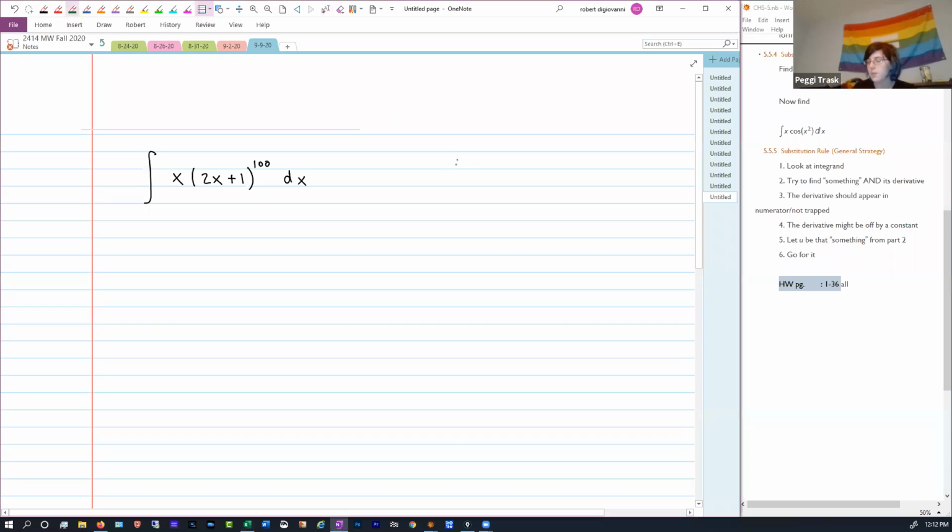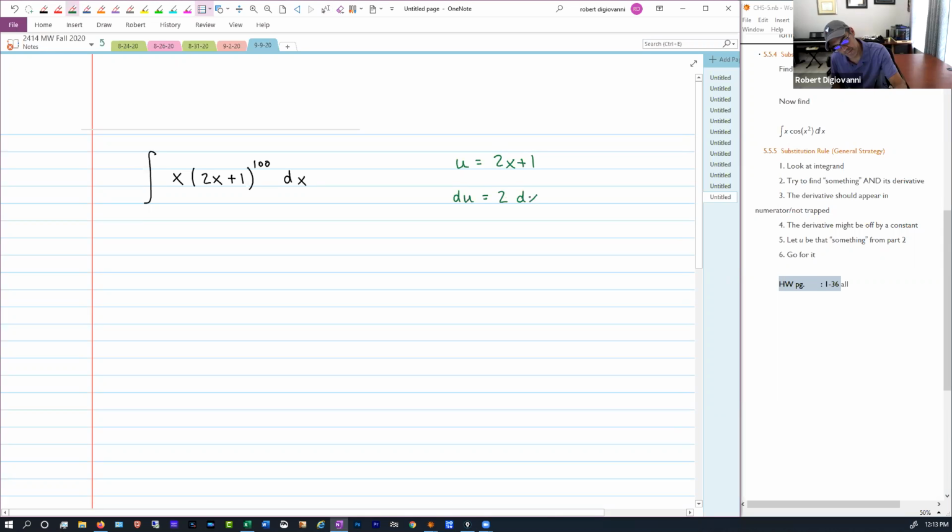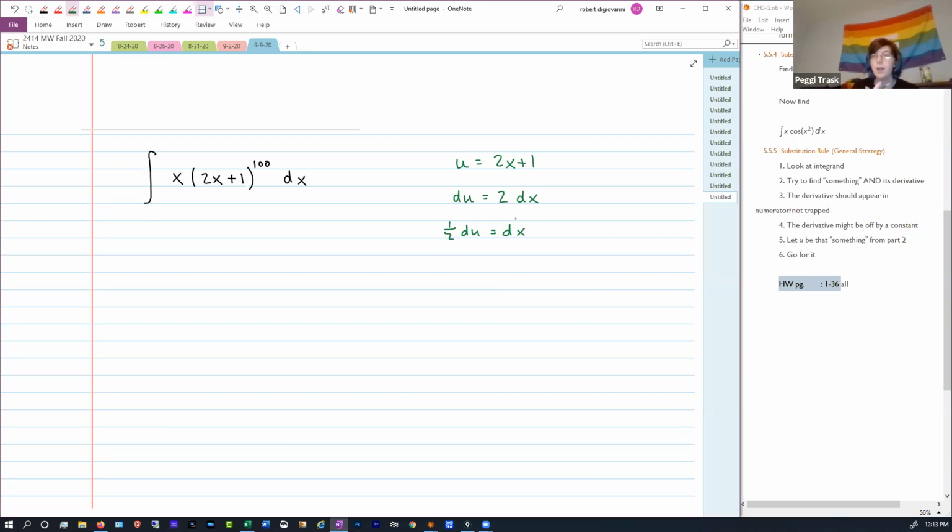So far, what I was trying is setting u to 2x plus 1, and when I took the derivative, I got that it just equals 2, I believe. Yes. And that's there. It's just off by 1. Okay. 2 dx, and then to get dx by itself, I just multiplied by a half, so it's 1/2 du equals dx. And that's about as far as I got. Okay, so is that as far as you got, like ran out of time? Yeah, that's when I ran out of time.